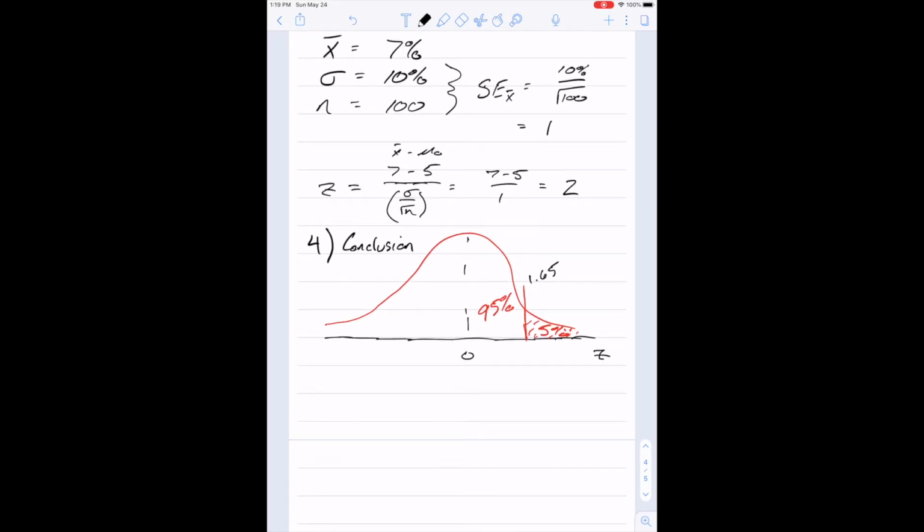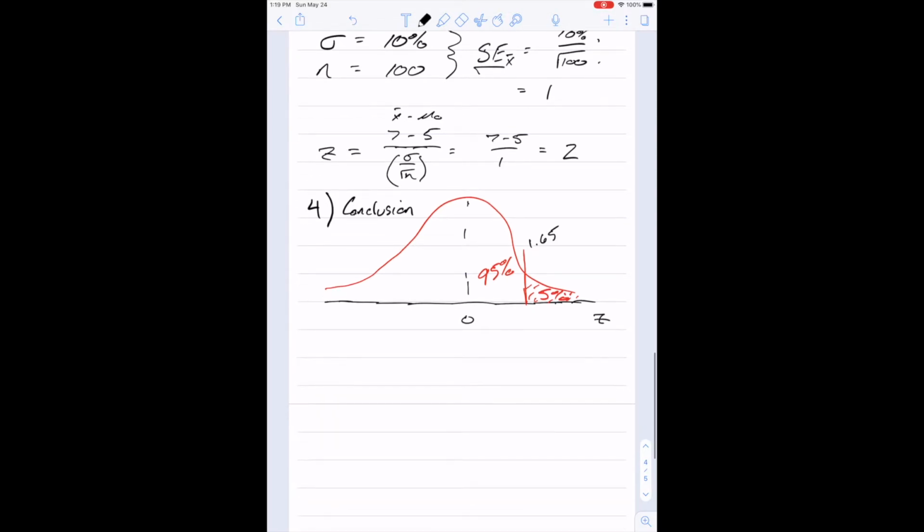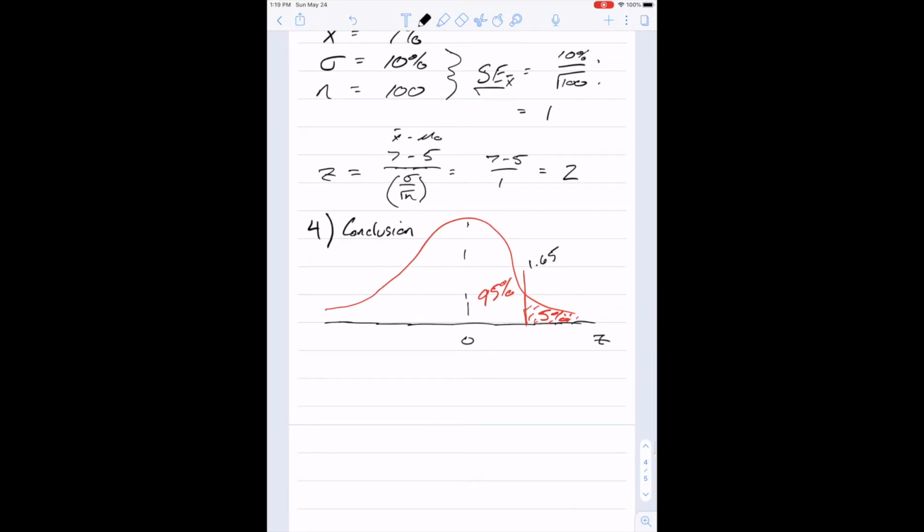Those two things allow us to calculate the standard error: sigma divided by the square root of n, and that's just 1 in this case. Then with that information, we can calculate our Z statistic. 7 minus 5 is 2, divided by that standard error, which we already calculated to be 1. 2 divided by 1 is just 2.